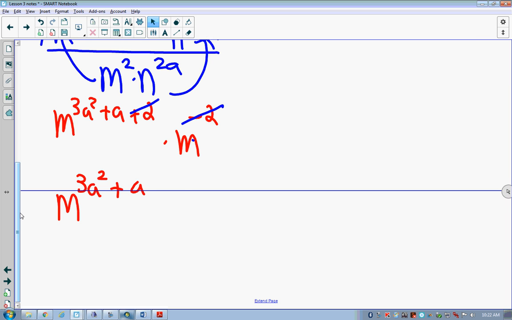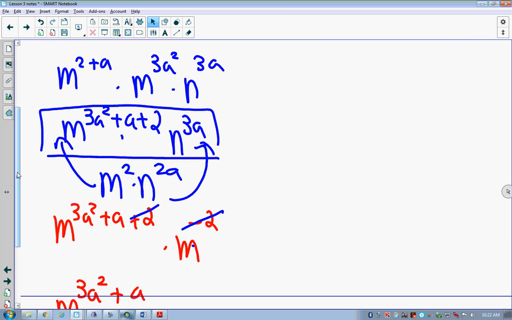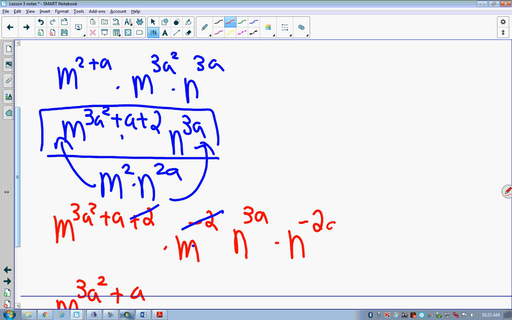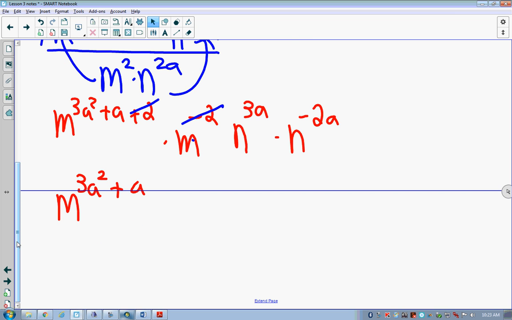Let's look at, we have n to the 3a times n to the what? Negative 2a, right? Change sign. So what am I doing with those exponents? Adding them. So what's 3a plus negative 2a? 1a, or just a? Sorry, n to the a.